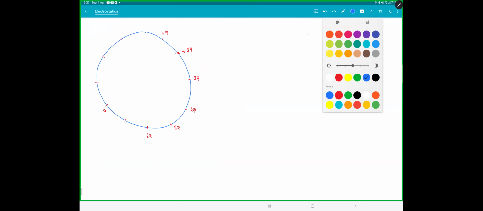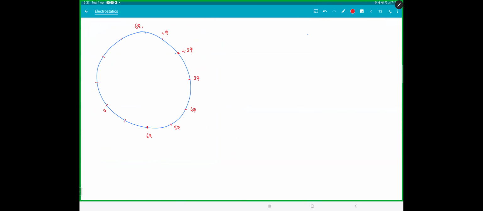Look at this. What I will do is write this 12q as 6q and 6q. I'll split it into two charges. I will write 11q as 6q and 5q. I'll write 10q as 6q and 4q. 6q and 3q. 6q and 2q. 6q and q.